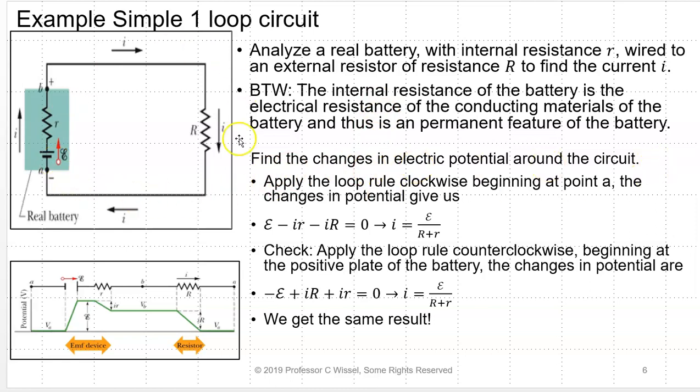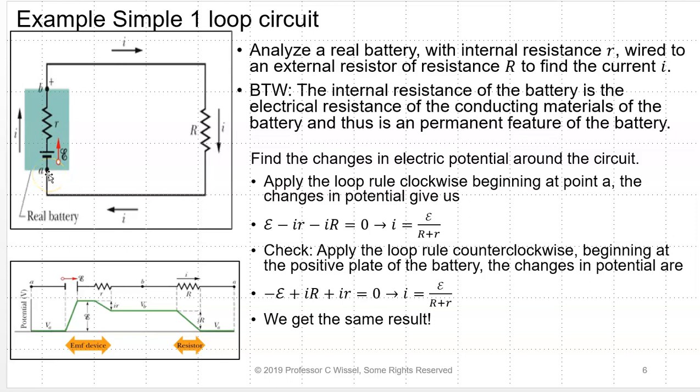We're going to apply the loop rule, and it's our choice. We can pick any place to start and any direction. It doesn't make any difference. I start at point A, and I'm going to go clockwise. I go from the negative to the positive terminal through the battery. That's positive E. I go with the current through this internal resistor, down the waterfall, so minus I times little r. I go with the current through big R, down the waterfall, minus I times big R. I come back to my starting point.